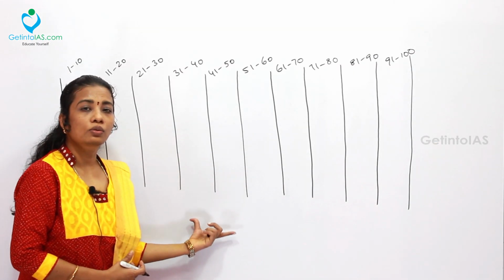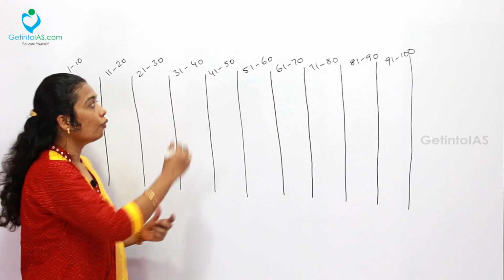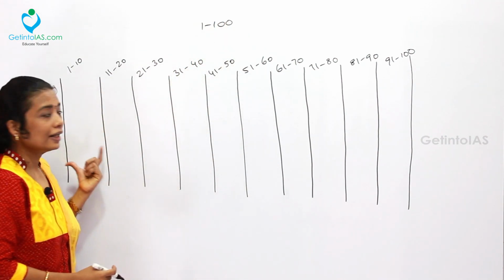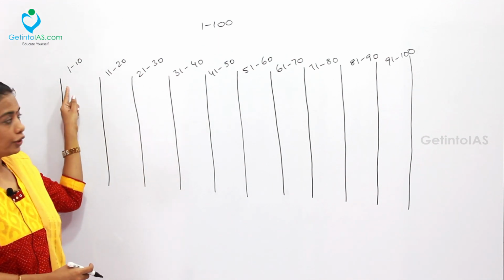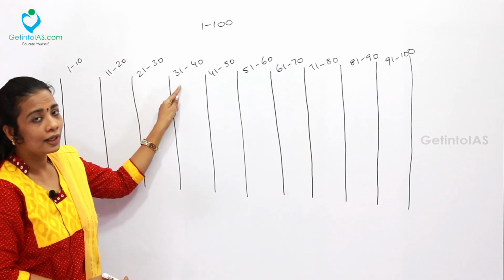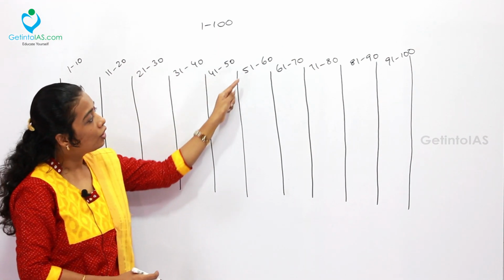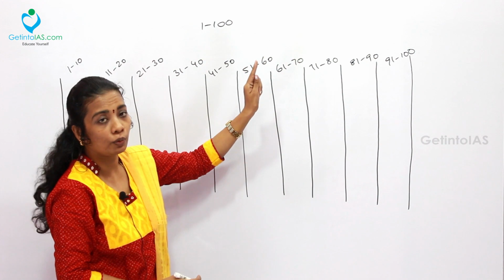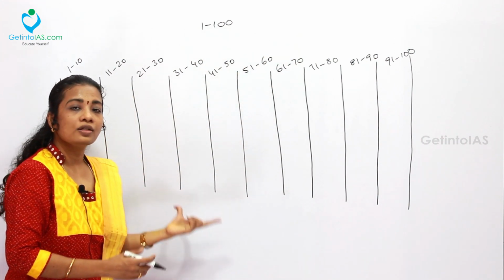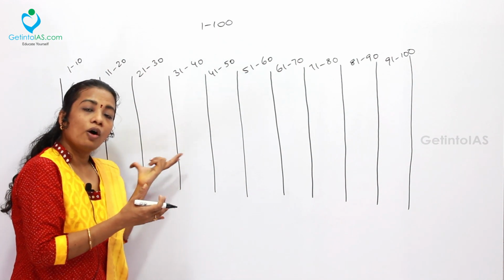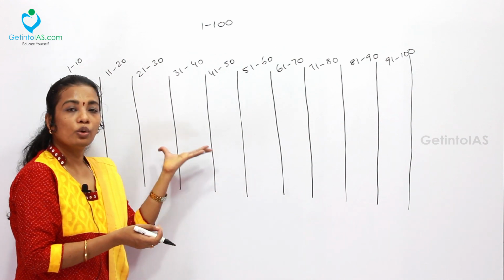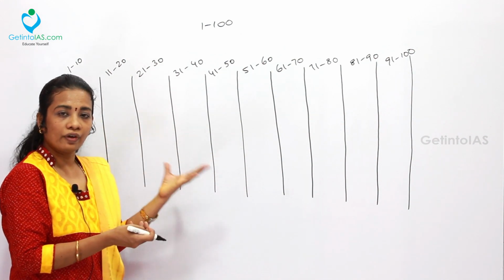Now, we are going to count only the prime numbers between 1 and 100. For that, I have taken 10 columns: the first column 1 to 10, the second 11 to 20, then the third 21 to 30, 31 to 40, 41 to 50, 51 to 60, 61 to 70, 71 to 80, 81 to 90 and 91 to 100. From this class, you will be able to learn all the prime numbers from 1 to 100 without memorization. So, here we are going to learn the easiest, fun way of learning.